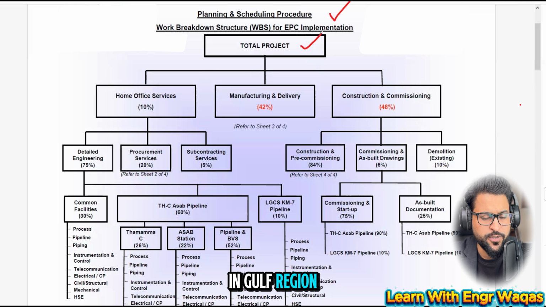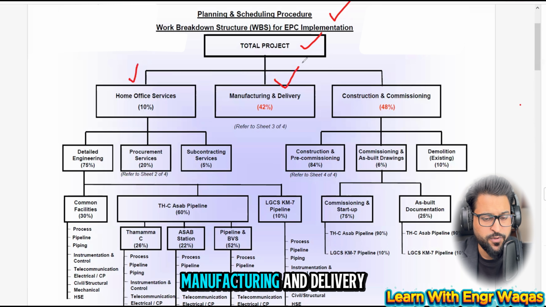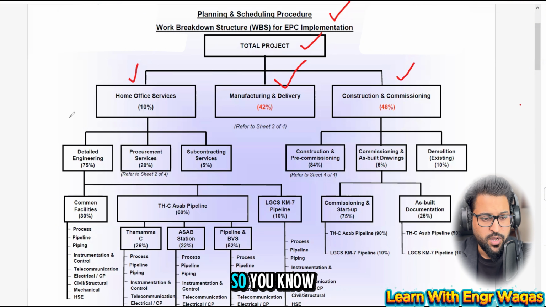First of all, in the Gulf region, whenever you work on pipeline construction projects for ADNOC and the like, you have to break it down into three categories. The first is home office services, the second is procurement, manufacturing and delivery, and the third is construction, right? Under these WBS tags you can see 10%, 42% and 48%. In one way we can call them weightages, the value of a component divided by the total value of the project. Let me explain that.